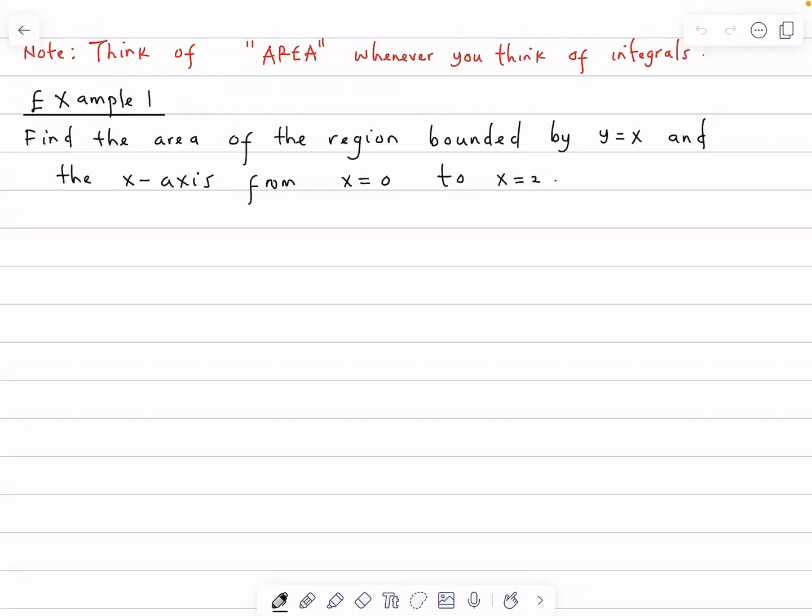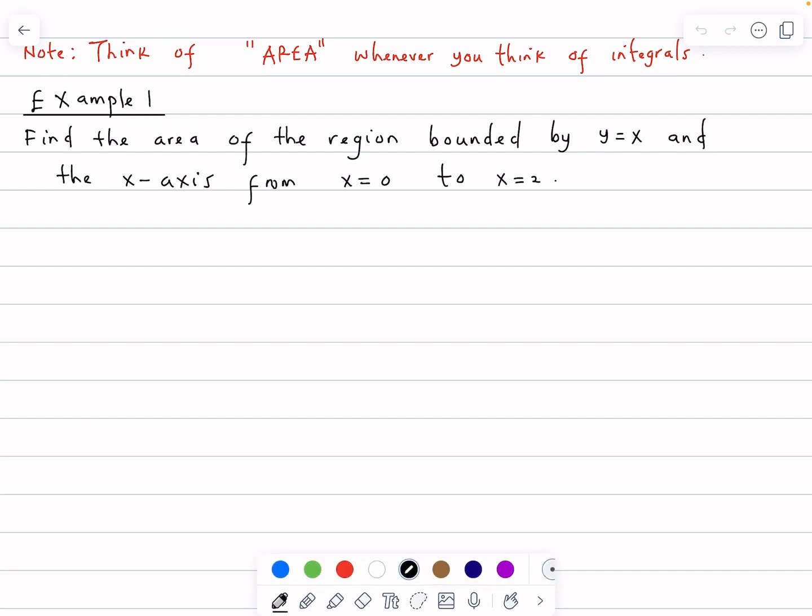Hello friends, let's find the area of the region bounded by the curve y is equal to x and the x-axis from x is equal to 0 to x is equal to 2. If you have a problem like this, if you think of area, you should think of integral. And if you are thinking of integral, think of area. First, let's graph this problem.